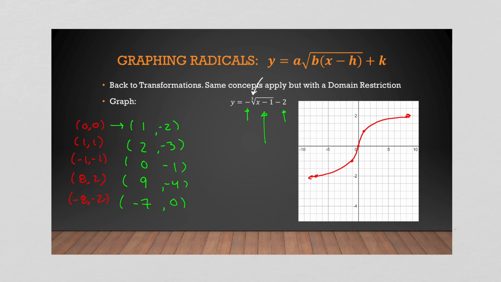And then we can plot those, so we end up with 1, -2. We end up with 2, -3. We end up with 0, -1. We end up with 9, -4. And then we end up with -7 and 0. So you can see the shape is the same because we have no horizontal stretch or vertical stretch. We've just reflected and dropped and moved over 1. So again, translations will make your life so much easier than picking points and plotting them, but you can do that.